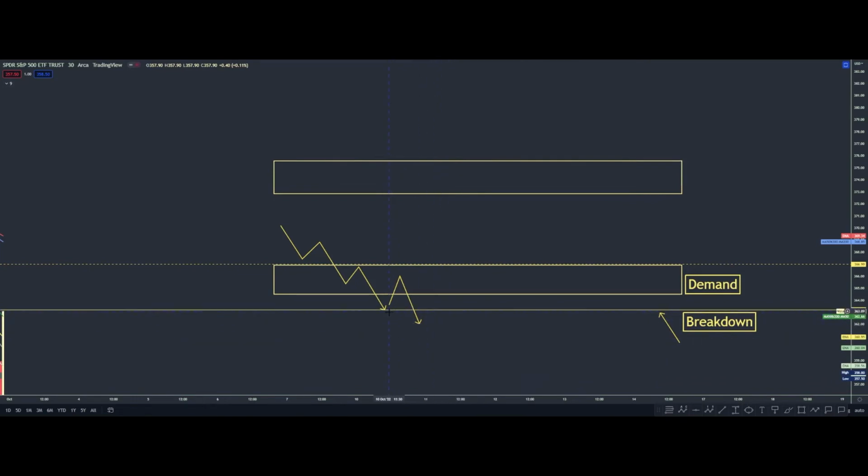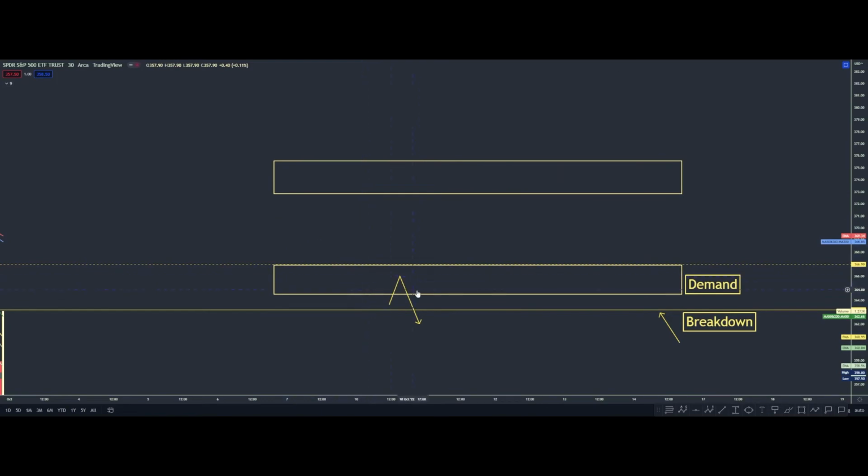This is also a level that you can play to go short. If you don't want to bid the retest, you can play the breakdown that makes a new low. And if this gets that retest like we're talking about, this is then a supply zone or resistance.